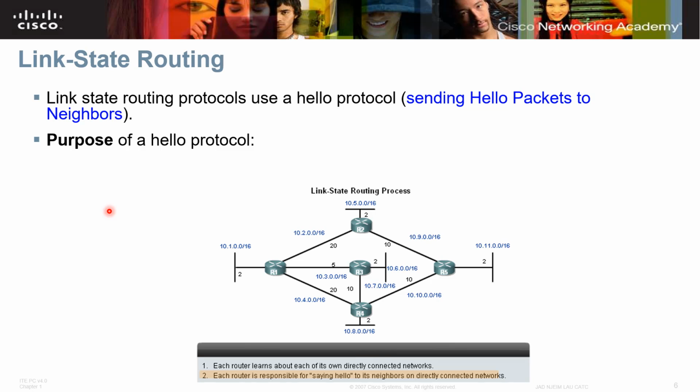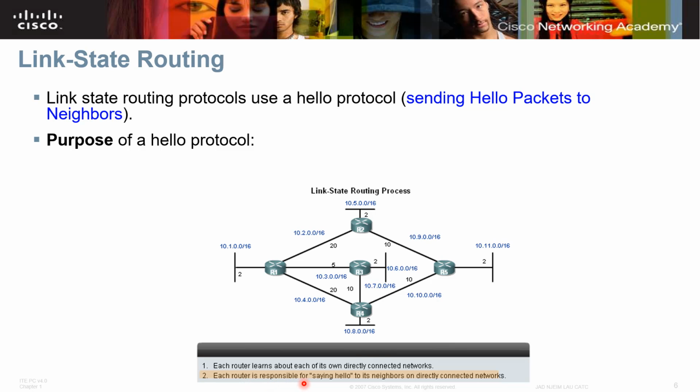At the beginning, the link state routing protocol uses the hello protocol, which we discussed before. The hello protocol sends a hello packet to the neighbor. The main purpose of this hello protocol is to discover the neighbor and make sure that the neighbor routers are still alive. So every now and then we exchange hello packets to make sure that the neighbor routers are still alive. Okay, and also at the beginning to discover neighbor routers.